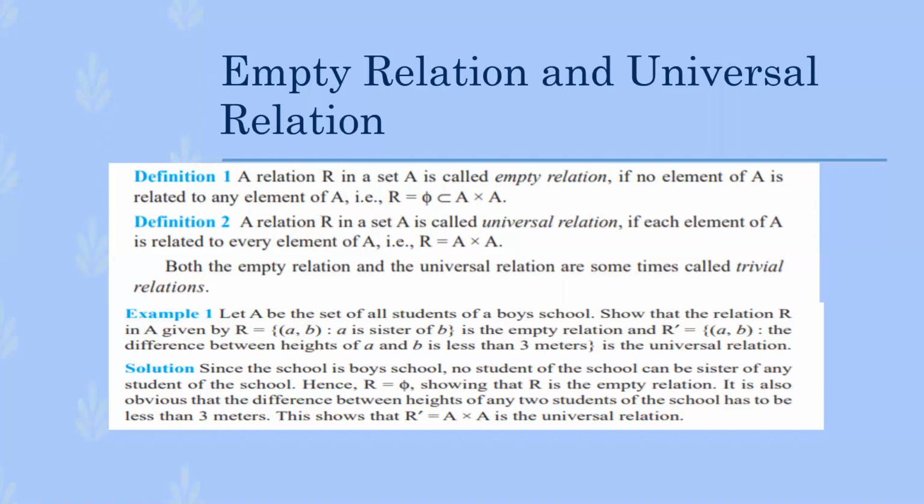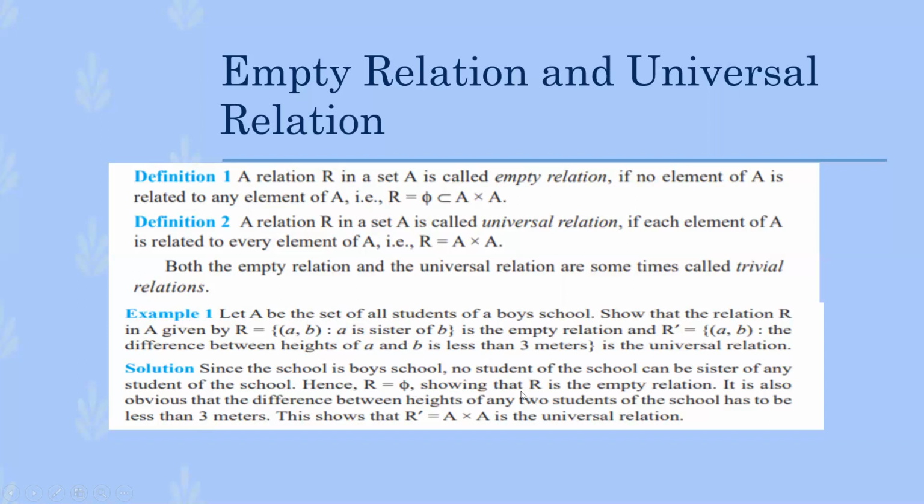Means we cannot find any ordered pair from A to A. So that is why here we know that R is equal to ∅. So this is an empty relation.